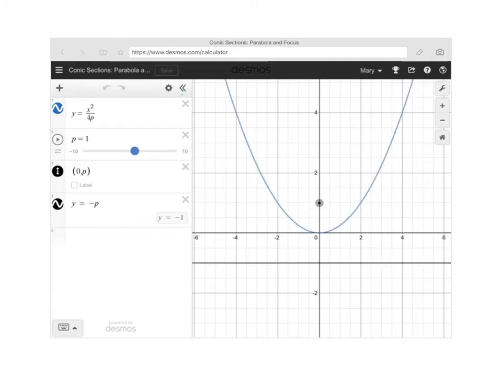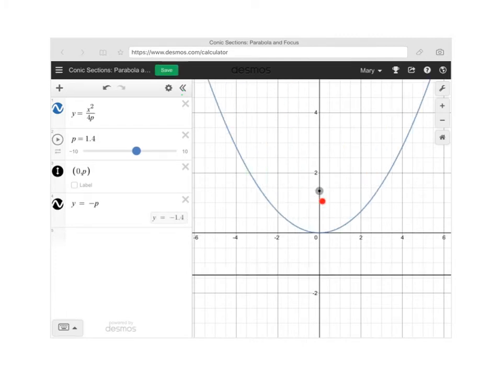And you can see that the focus and the vertex, that would be distance a, compared to the focus and the directrix, rather, that would be the same distance a. Okay, let's use this and do some examples.